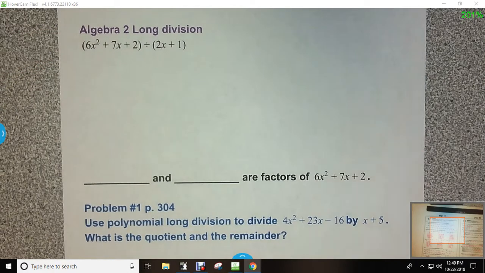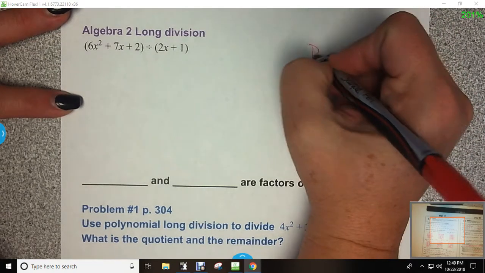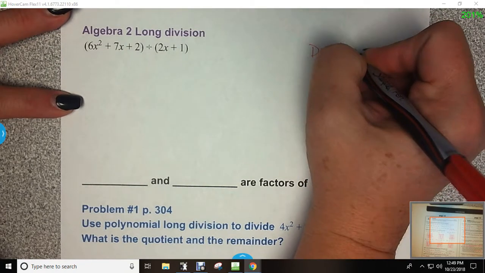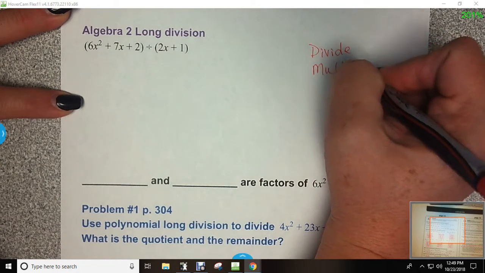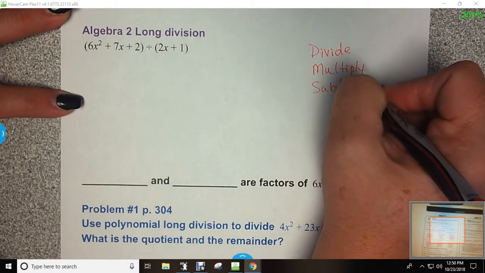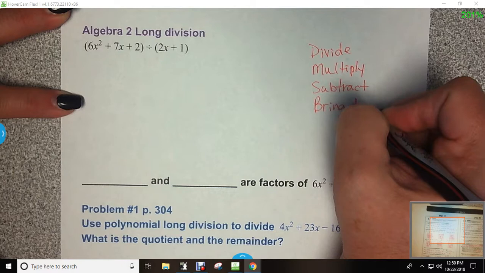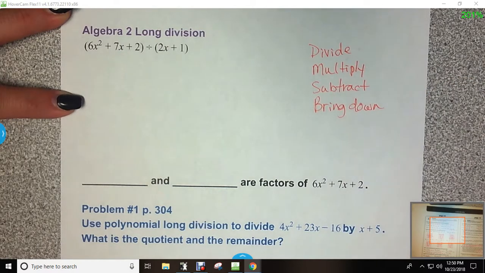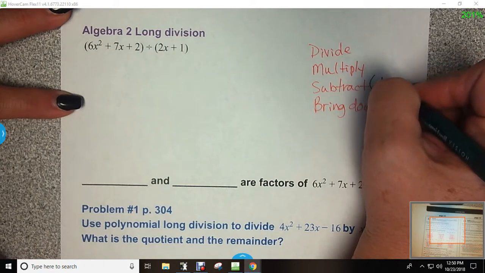So here is my Algebra 2 long division. I'm going to put my steps over here. Divide, multiply, subtract, and bring down. So when I subtract, remember we've got to think in our mind, change sign.